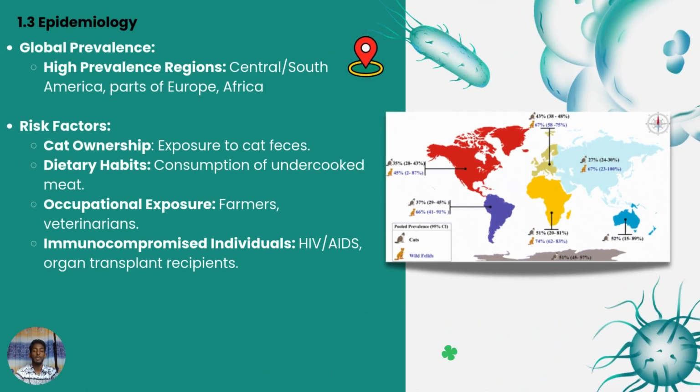Moving on to the epidemiology of this parasite, this parasite is highly prevalent in regions such as Central and South America, parts of Europe and Africa. And the risk factors that increase the chances of getting infected by this parasite are, first of all, having a cat in your home. Second of all, dietary habits, consumption of undercooked meat, as I mentioned before.